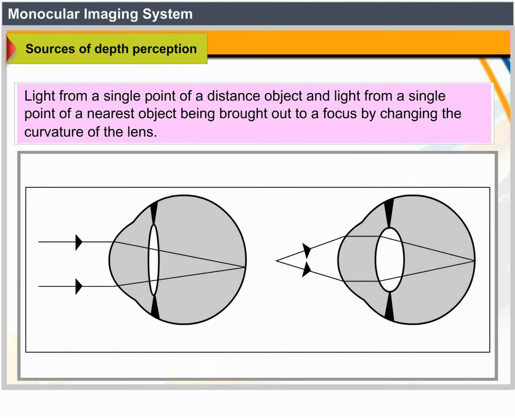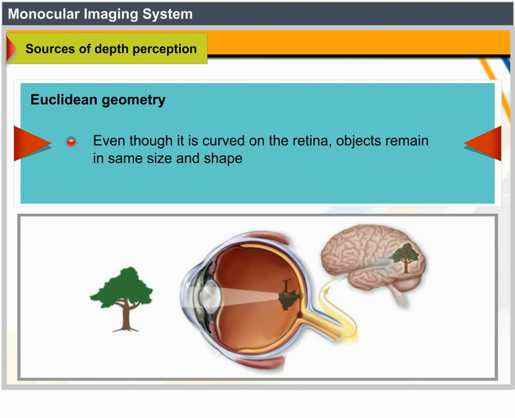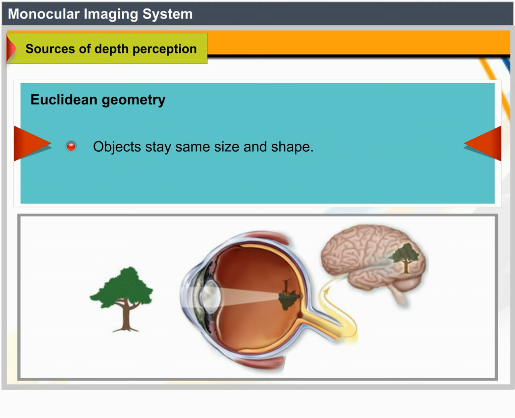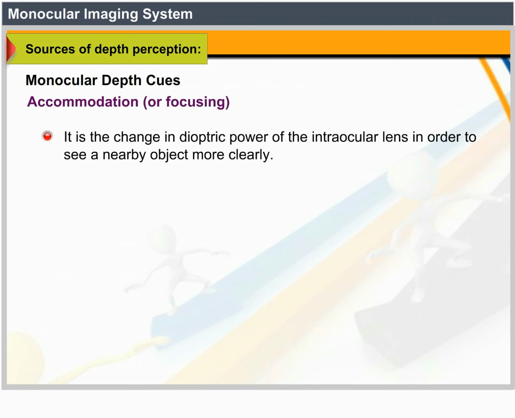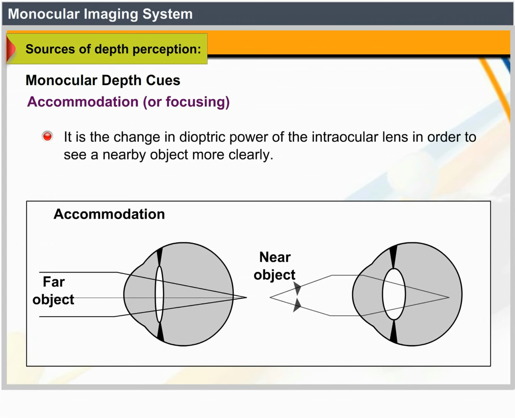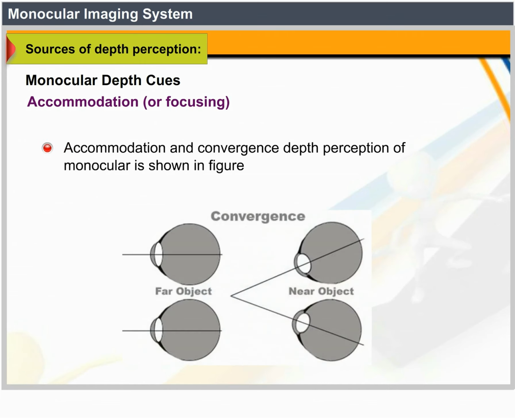Euclidean geometry. Parallel lines remain parallel when extended in space. Even though curved on the retina, objects stay the same size and shape. Monocular depth cues. Accommodation, or focusing. It is a change in dioptric power of the intraocular lens in order to see a near object more clearly. The more accommodation needed, the closer the object. Accommodation and convergence, depth perception of monocular, shown in figure.